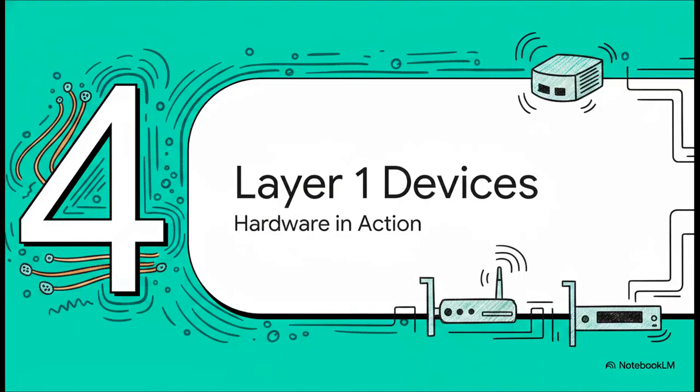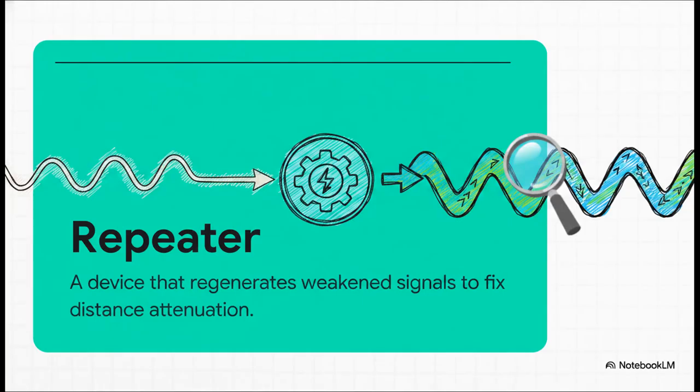So, the huge takeaway here is that whether it's copper, glass, or literal air, it is all Layer 1. Let's move into Section 4 and check out the actual hardware devices that live exclusively on this bottom layer. First up, we have the repeater. Remember that word attenuation I mentioned a second ago? The natural fading of a signal over distance? Well, a repeater is a simple Layer 1 device built specifically to fix that. It grabs a weak, degraded incoming signal, cleans it up, regenerates it back to its original full strength, and shoves it further down the line.